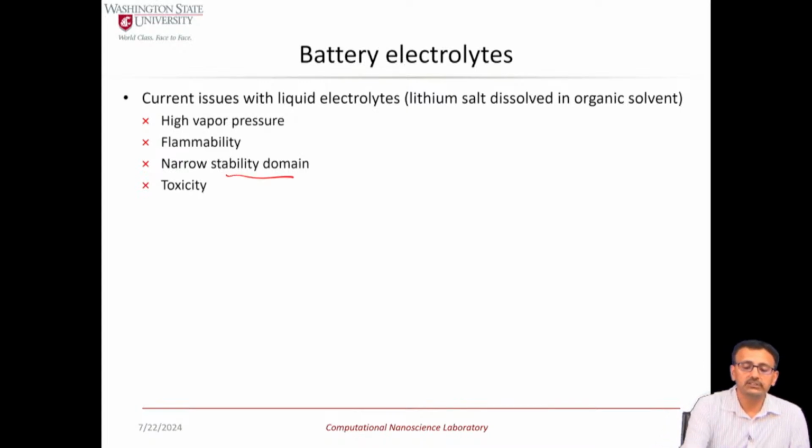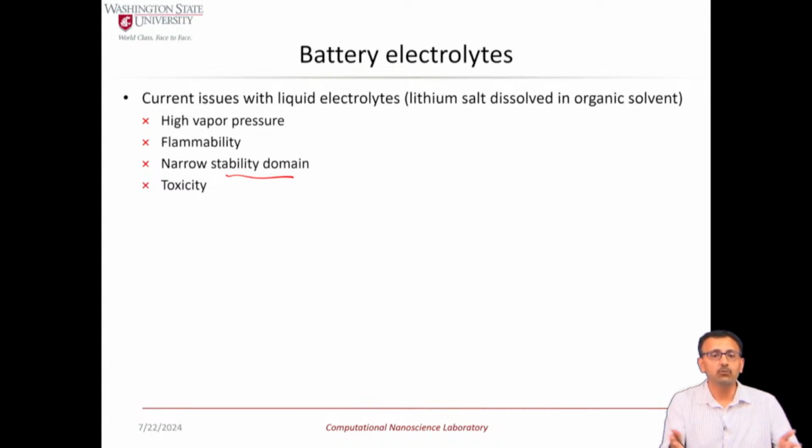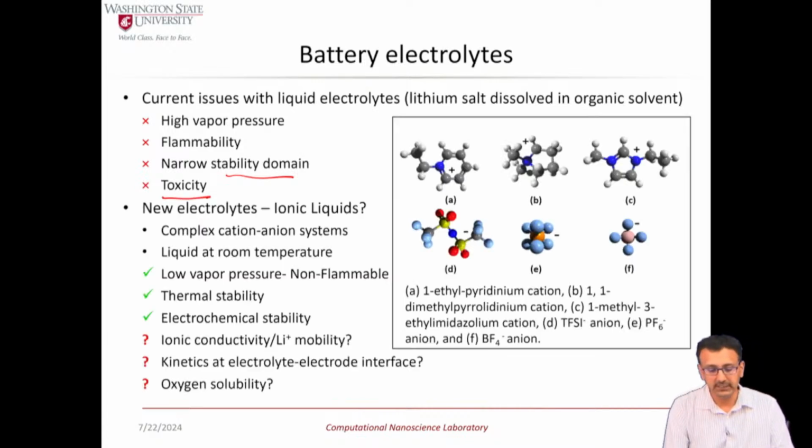They have a narrow stability domain. So, think why batteries do not use water as electrolytes, right, because water has a very small electrochemical stability domain. If you go beyond that, it will just break down and you can't use it. Similarly, for organic liquids, their stability window is only a couple of volts, like 2.5 volts, depending on the specific chemistry, and therefore not appropriate for a lot of high voltage battery applications, for example. And then finally, they can be toxic.